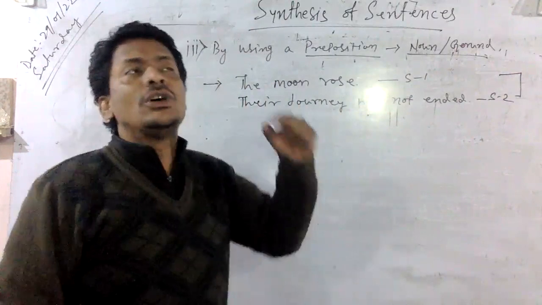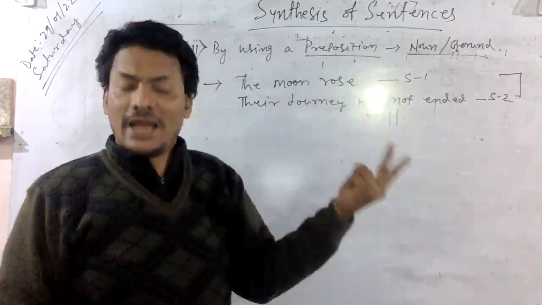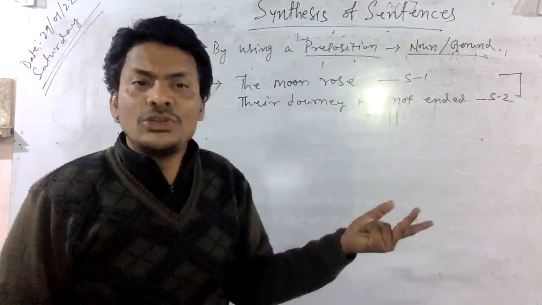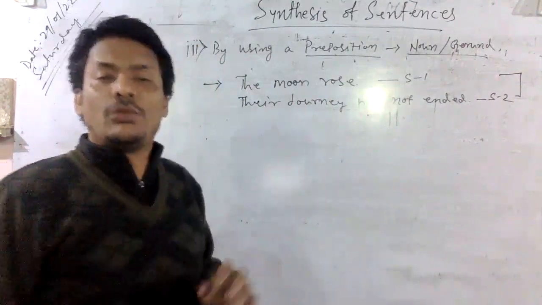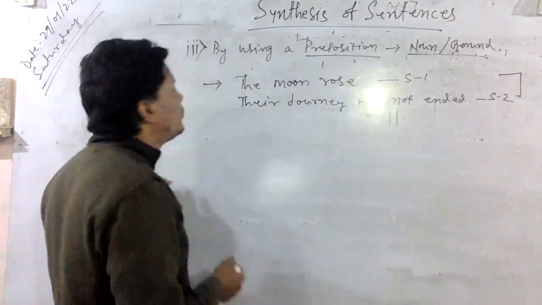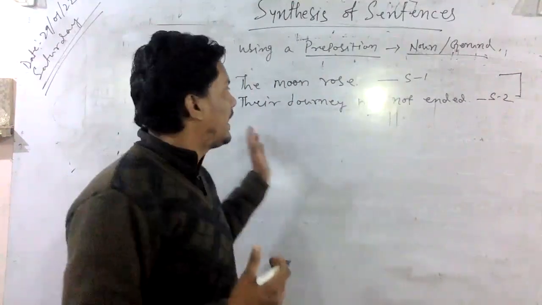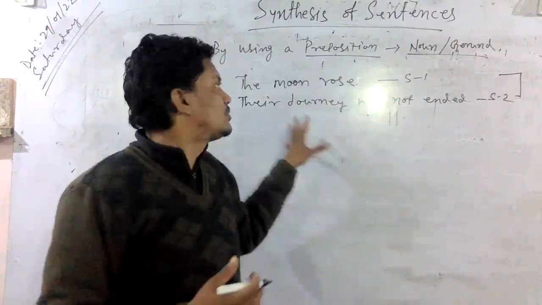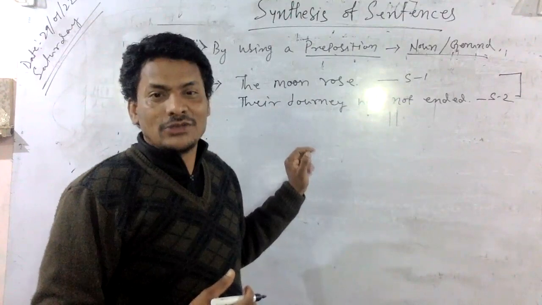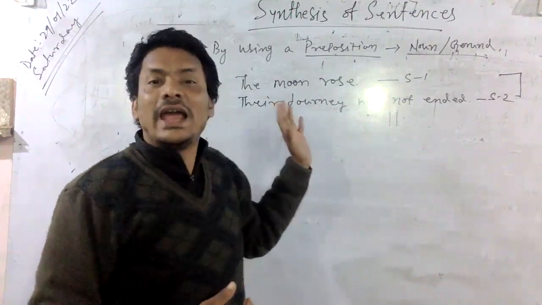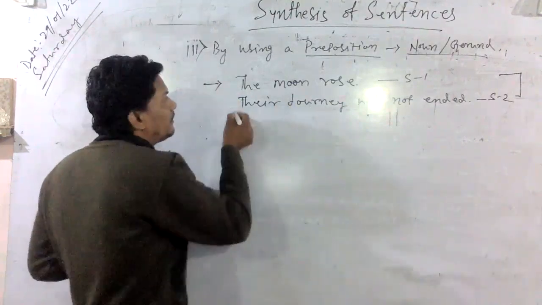What are we supposed to do? First, we use a participle. Second, we use a noun or phrase in apposition. Third, we use a preposition with a noun or gerund. So, how can we do it? We can say that the moon rose. Now we need to think about something that was not ended, or we can say before the end of their journey. So what can we do?